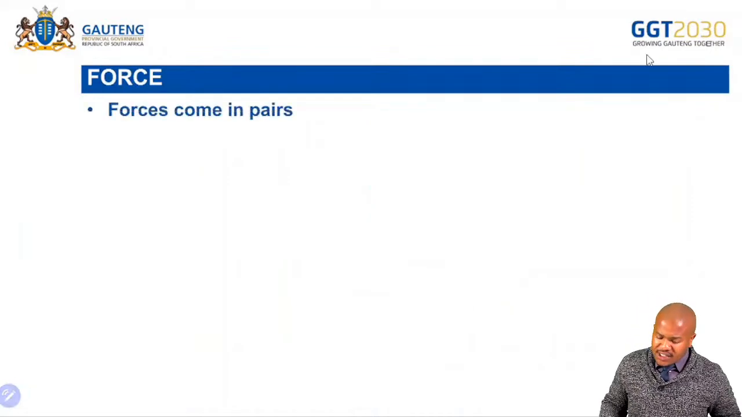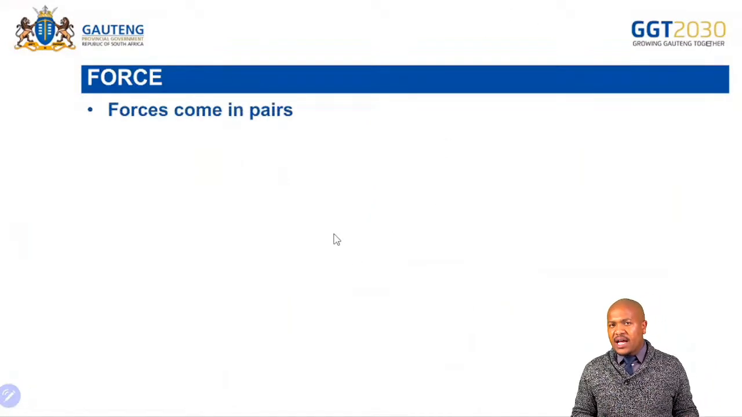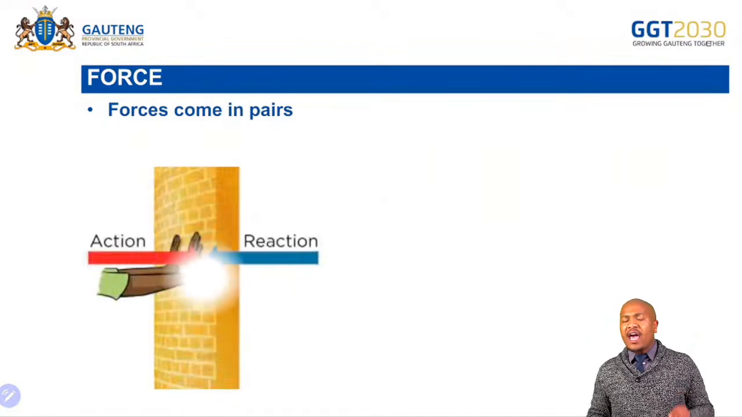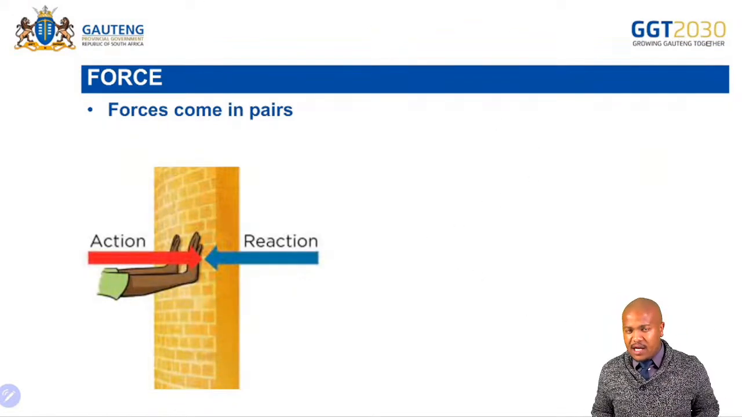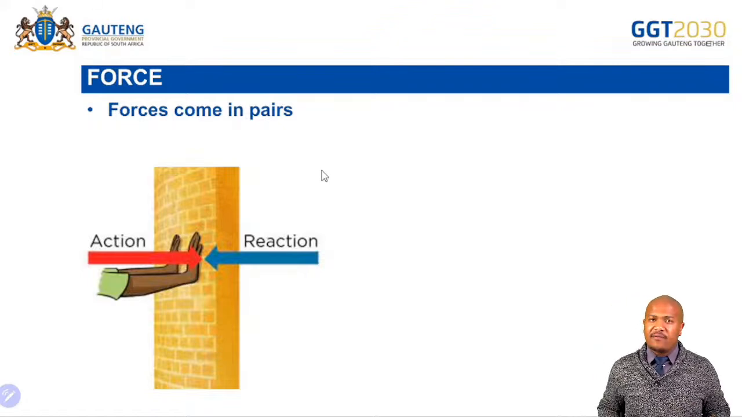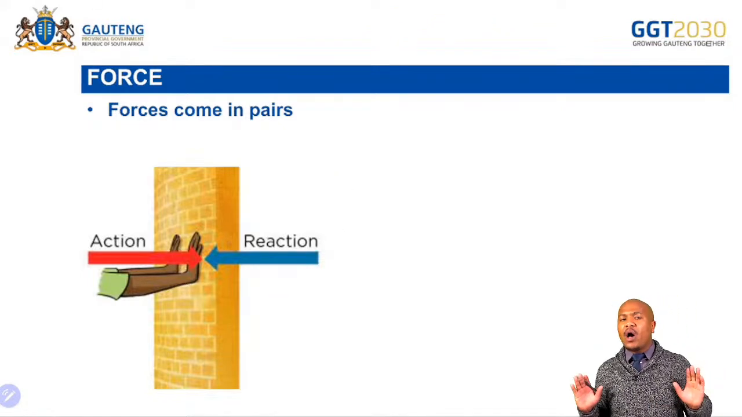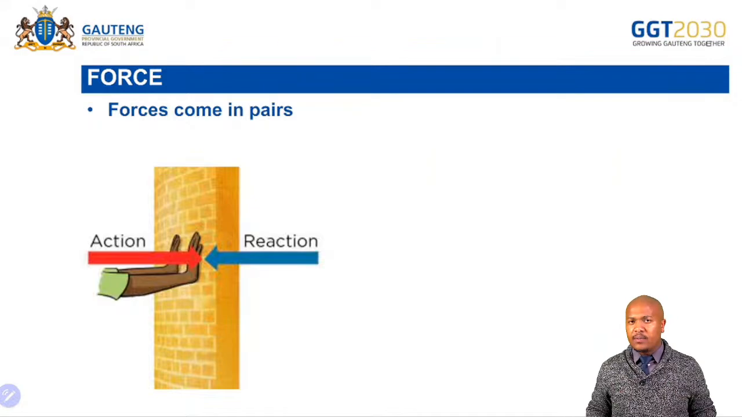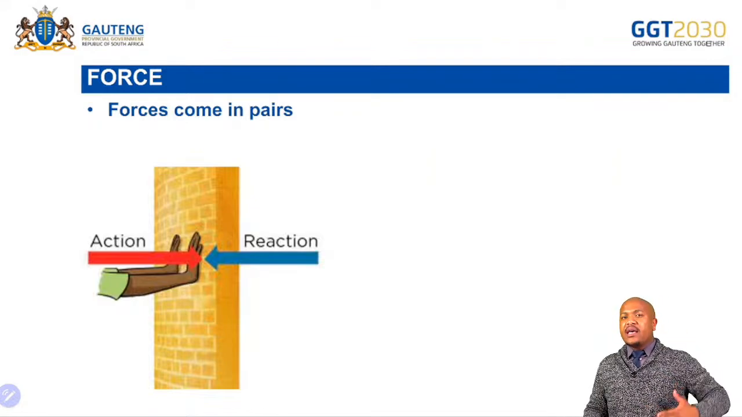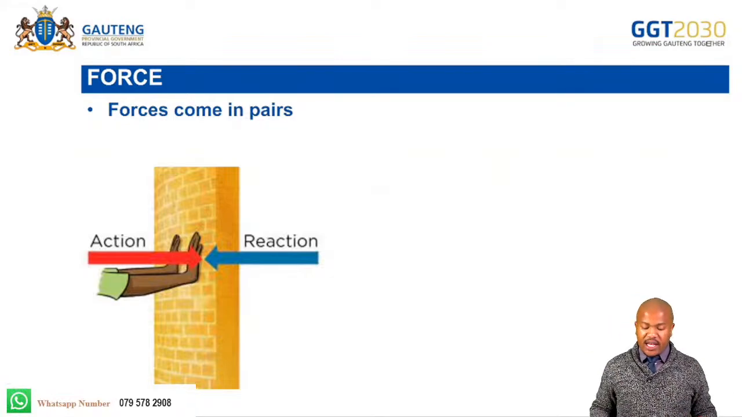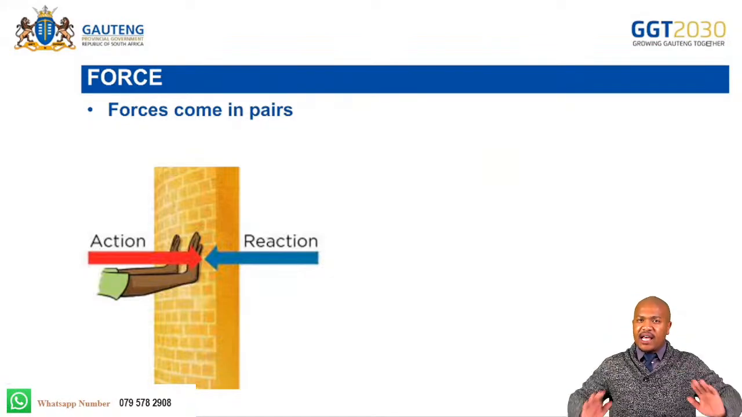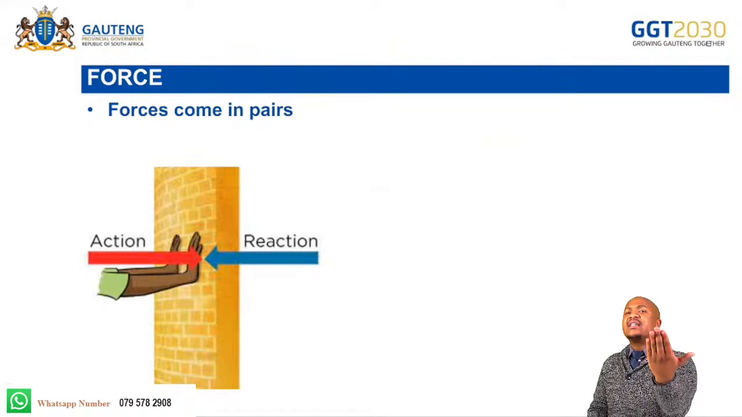Right. So forces act in pairs. They act in pairs, meaning for every action that you apply, there's going to be a reaction. That's like our example here. When you are pushing against the wall, you are applying a pushing force, some action. You are doing the action of pushing against the wall, and also there's a reaction from the wall trying to resist what? Your push.